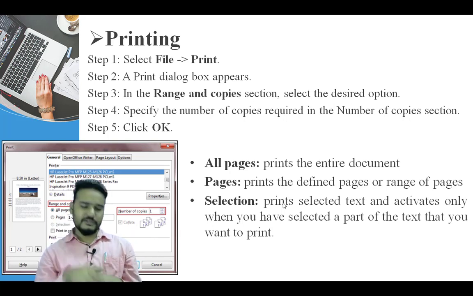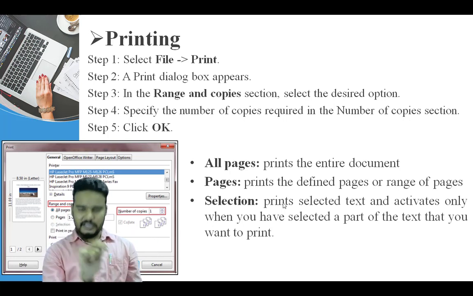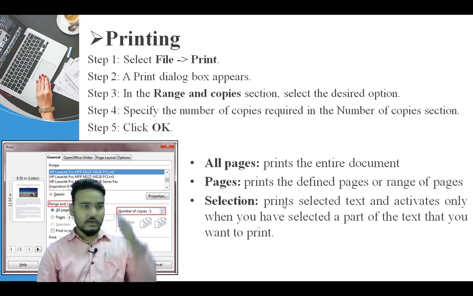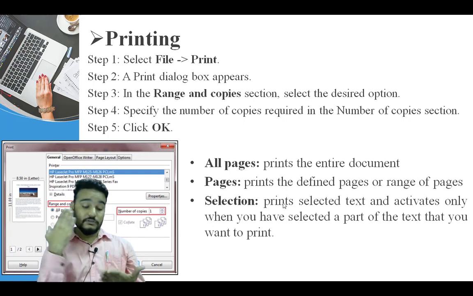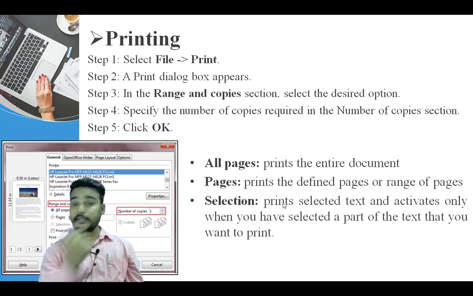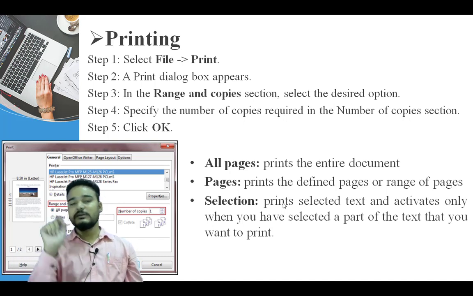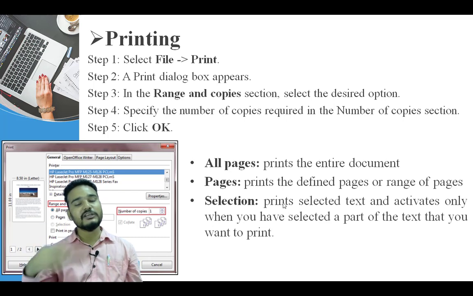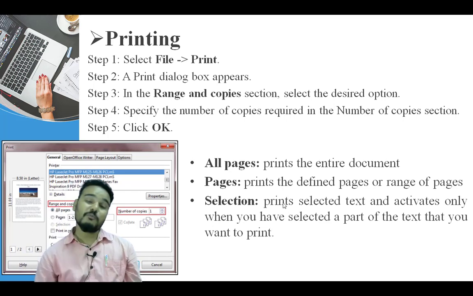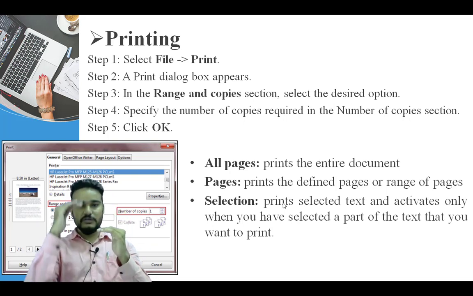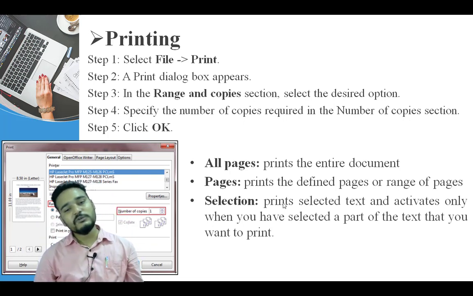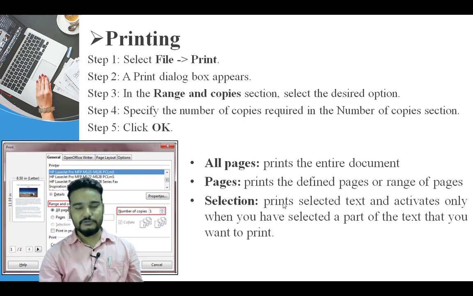Or if you want only the 4th page, you can just enter the number 4, or if you want the current page, you can select the current page option. And if you want the 4 to 10 page range but you want 10 copies of it, you can just put the number 10 and automatically it will print 10 copies of the same document. And if you have selected some text, the selected text will be printed using the Selection option.